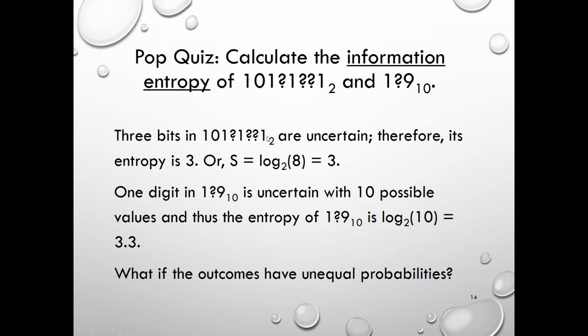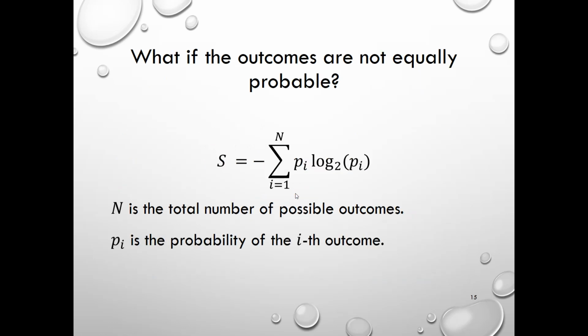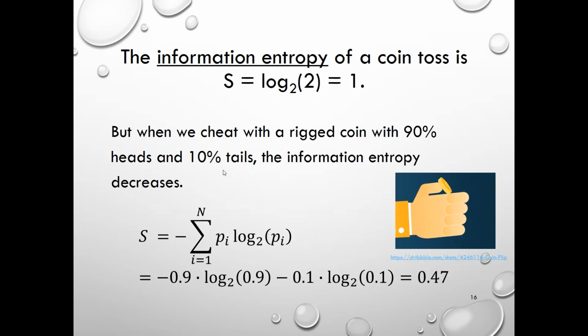But what if the outcomes have unequal probabilities? When that's the case, we have a slightly more complicated equation. So we're looking at all possible outcomes and assign a probability to each outcome. And then we use this equation. We have logarithm of the probability multiplied by the probability. And we sum over all possible outcomes and then put a negative sign in the front. We get the entropy.